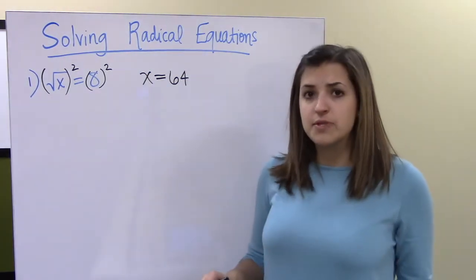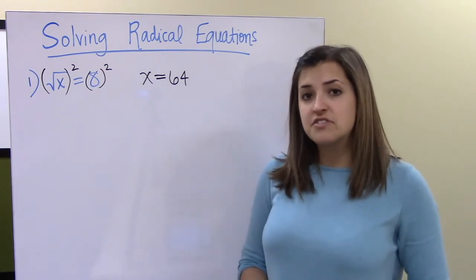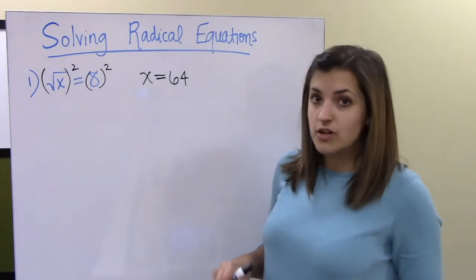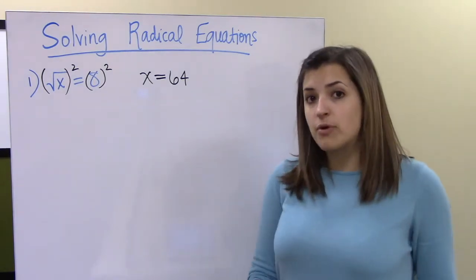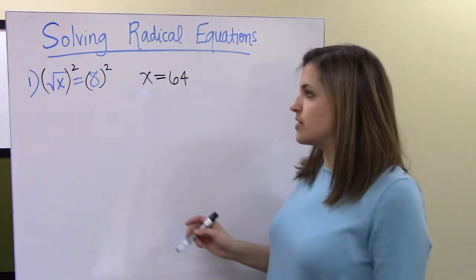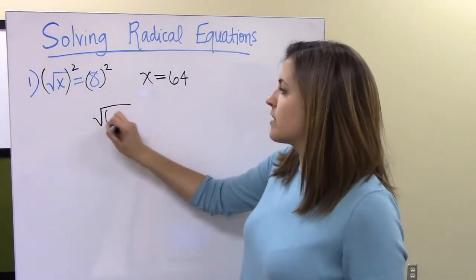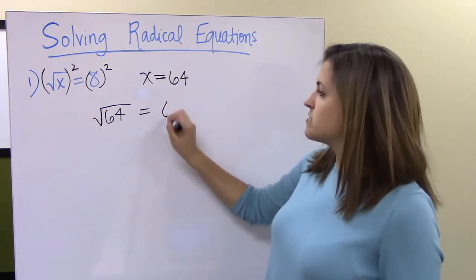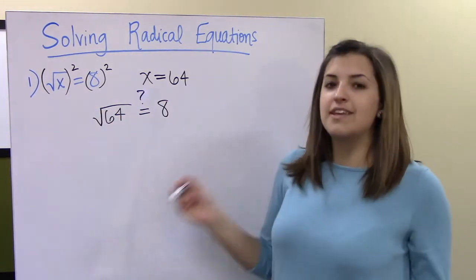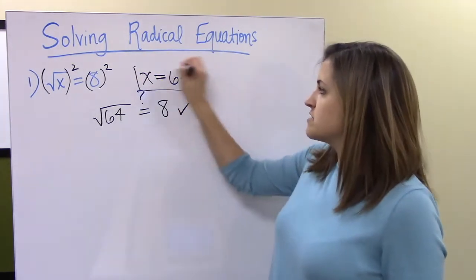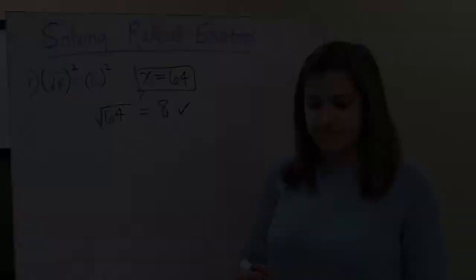Now sometimes when you solve radical equations, you're going to get answers that are called extraneous, which means that they don't work for our original equation. So it's always very important to check our answer, to plug in what we get back into our equation. So let's plug this 64 in for x. I'm replacing my x with 64 equals 8. And now is this true? Yes, the square root of 64 is 8. So x equals 64.